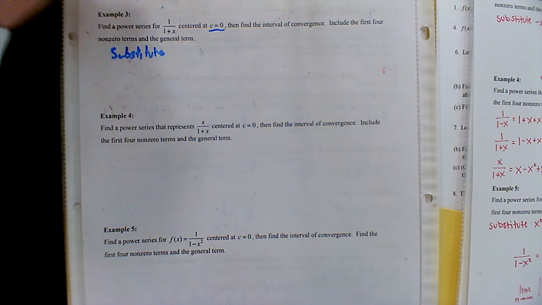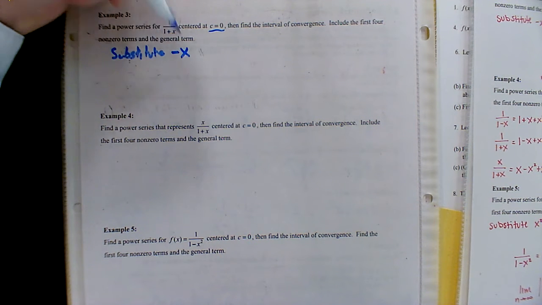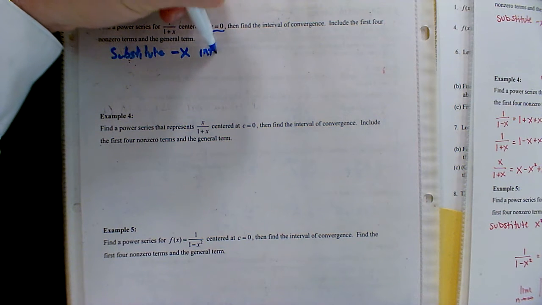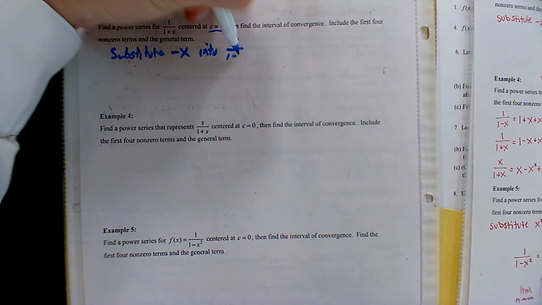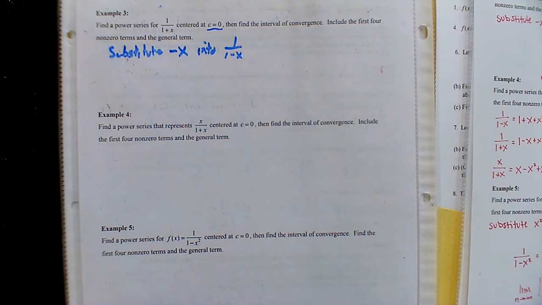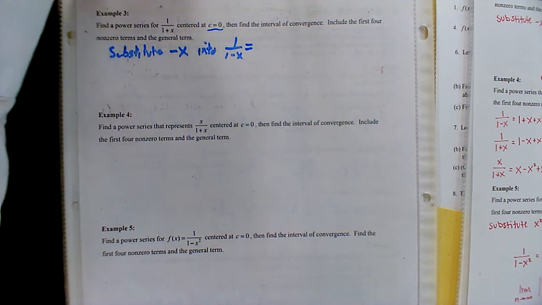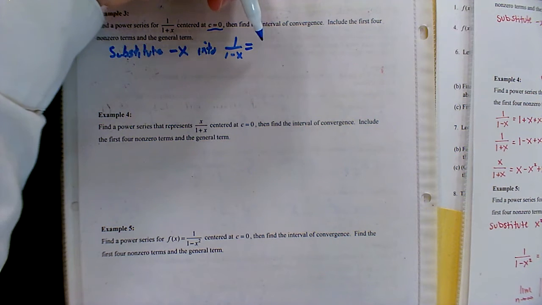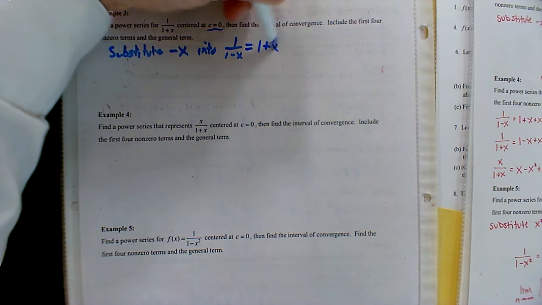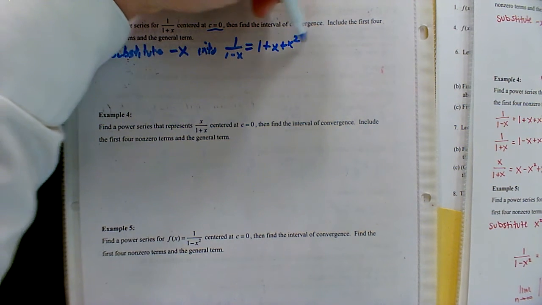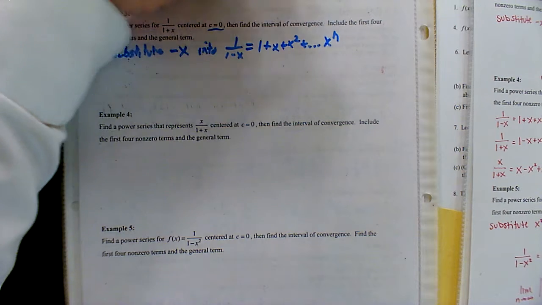We're going to substitute in the minus, so it'll be minus x into 1 over 1 minus x. So we know the original one, 1 over 1 minus x, is 1 plus x plus x squared, dot dot dot, x to the n. That's the original.